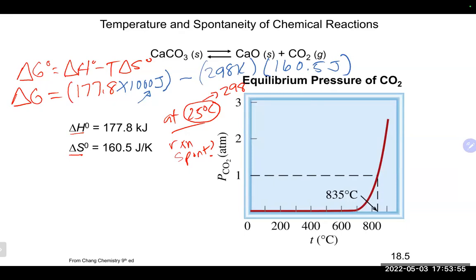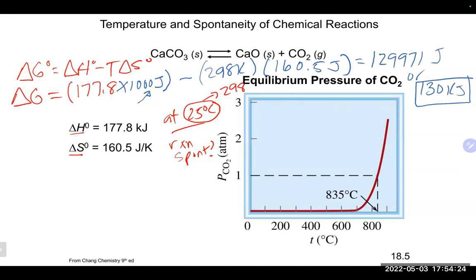We do a 177.8 times 1,000 there, minus a 298 times a 160.5. Looks like a 129,971 joules, or roughly about 130 kilojoules here. First off, any questions on the calculation?